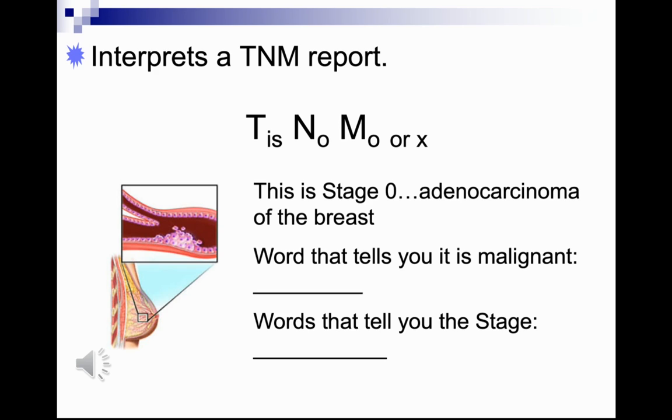Stage 0, adenocarcinoma of the breast. The word that tells you it's malignant is adenocarcinoma. Carcino is a malignant word element, malignant epithelial tissue. The words that tell you the stage, in situ.